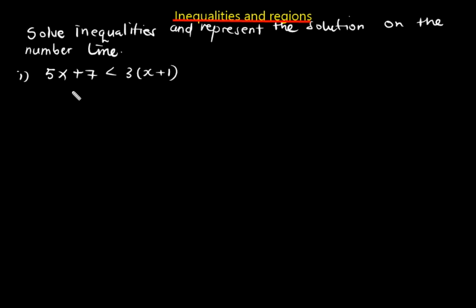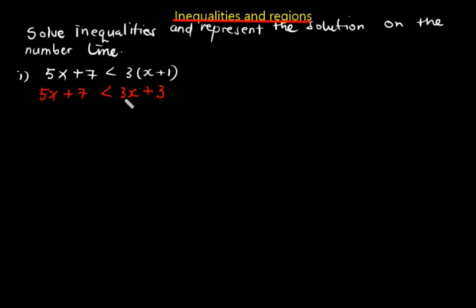What are we going to do? First of all, we are going to open the brackets, and that is 5x plus 7 is less than, what is 3 times x? That is 3x, plus, what is 3 times 1? That is 3. From there, we are going to collect like terms. What do I mean?